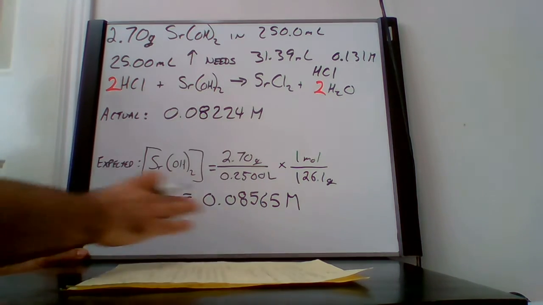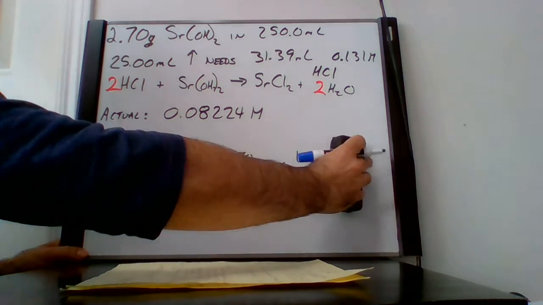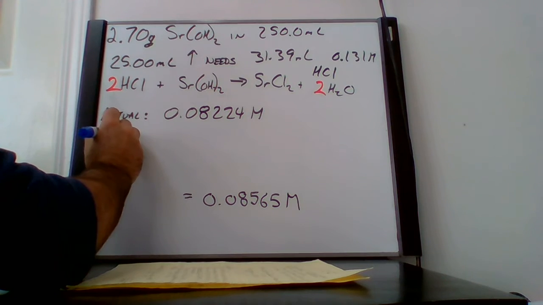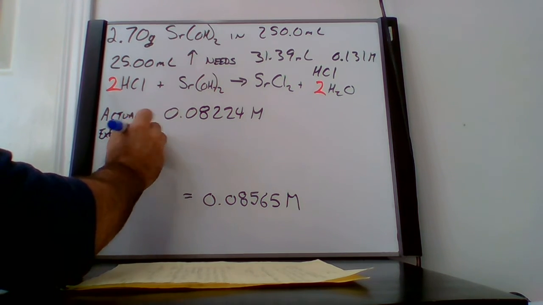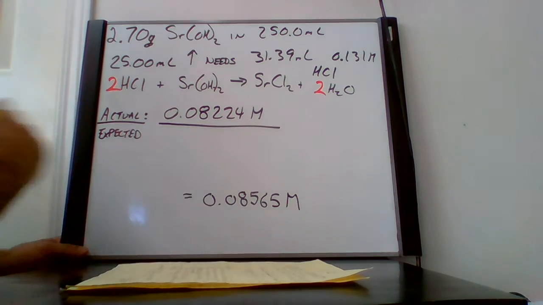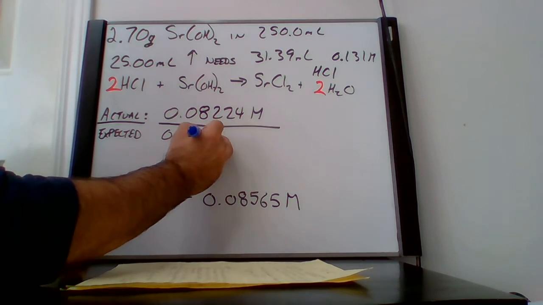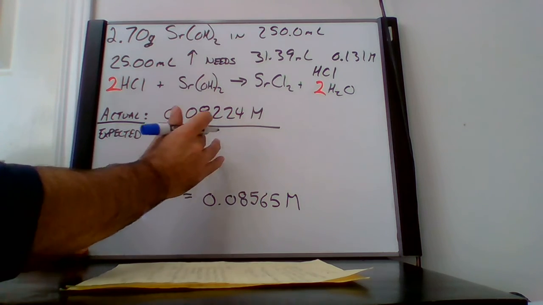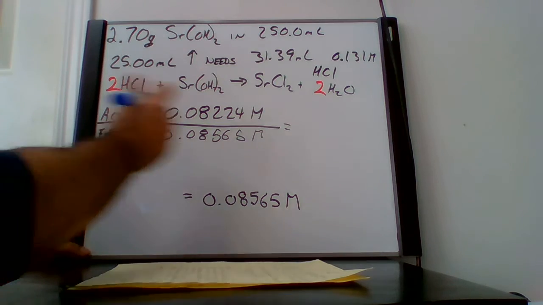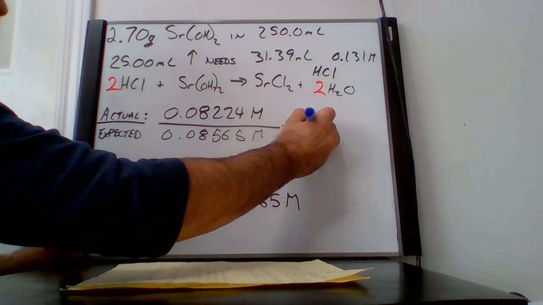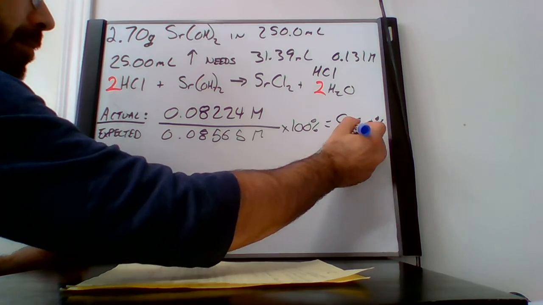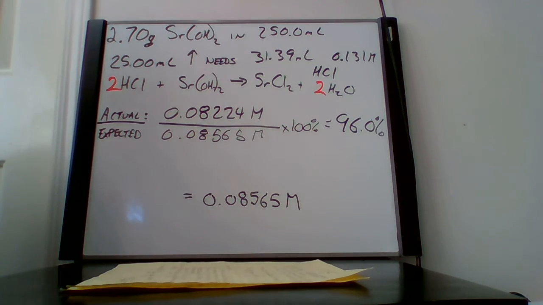We now have our actual, we have our expected. I'm just going to rewrite this a little bit. Remember, our percent purity is our actual divided by our expected. So I take that actual value that I had, divided by this 0.08565 molar, and I times that by 100%, and I get 96.0% pure strontium hydroxide.